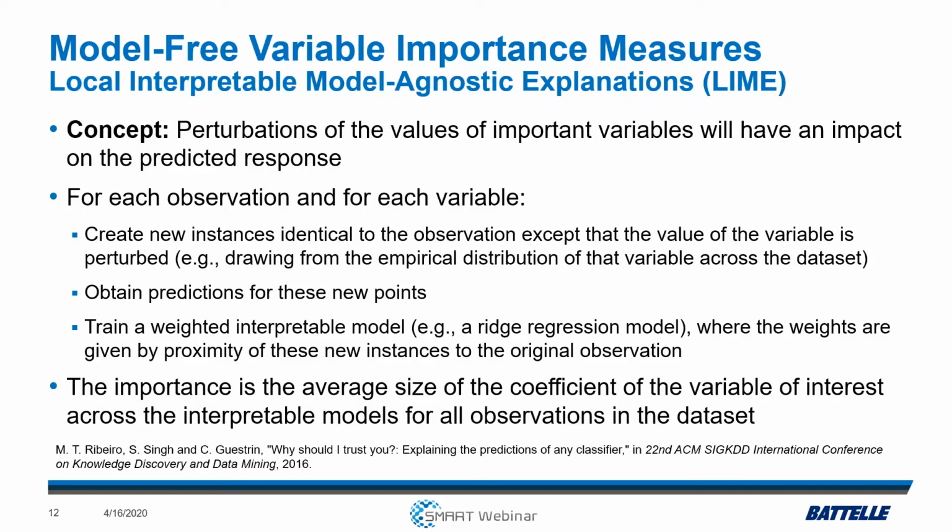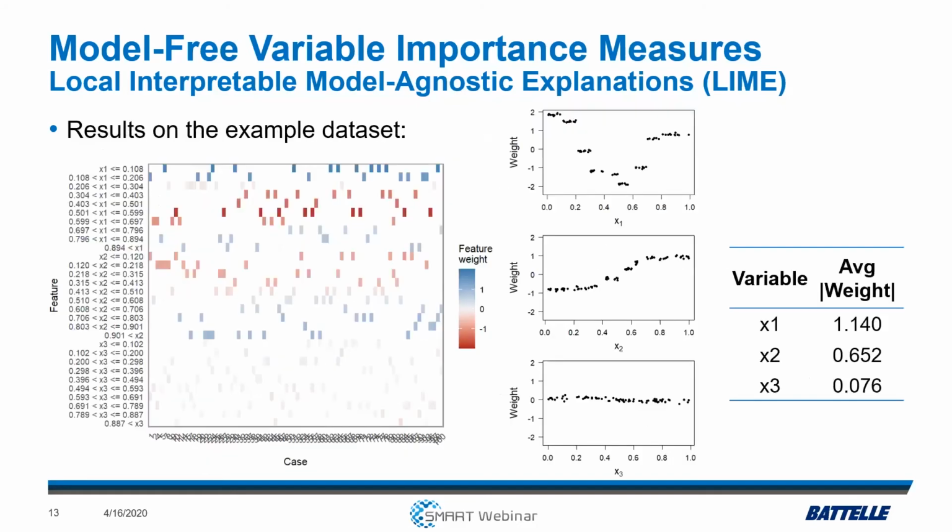And the way we then calculate the importance of the variables across the whole data set is just by averaging the absolute values of those weights in those local models. So the results here, the plot on the left, this heat map, is what was produced by the R package that I was using.